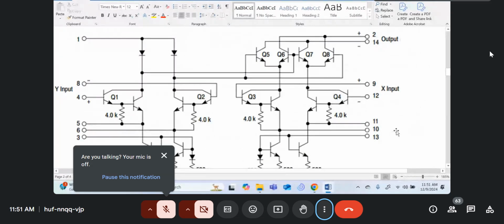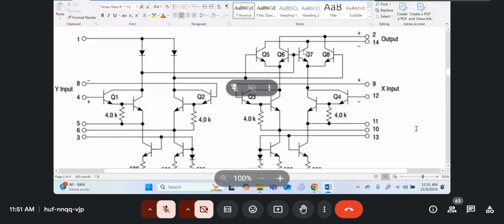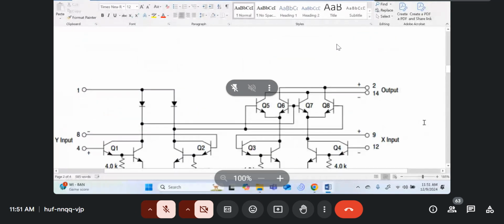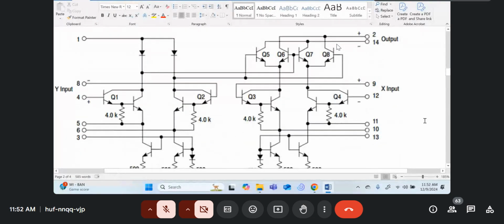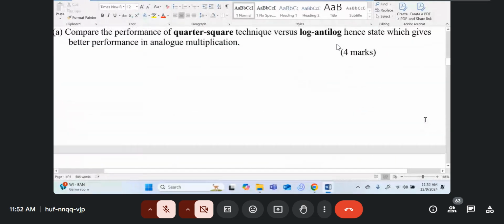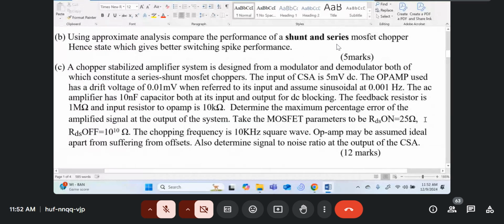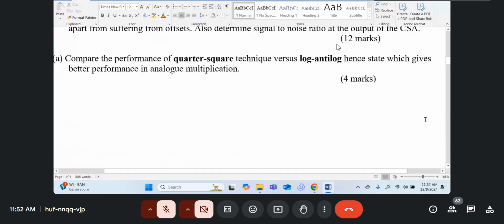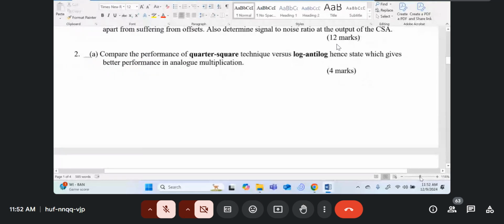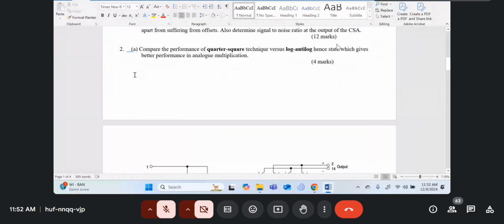Let me decrease this. So you've got to know how to do this. Everybody panics when I start a question like this, like this one on multipliers. I don't know why everybody panics. Let's decrease this one a bit so that it fits. Question 2, compare the quarter square technique versus that. This is just easy marks.